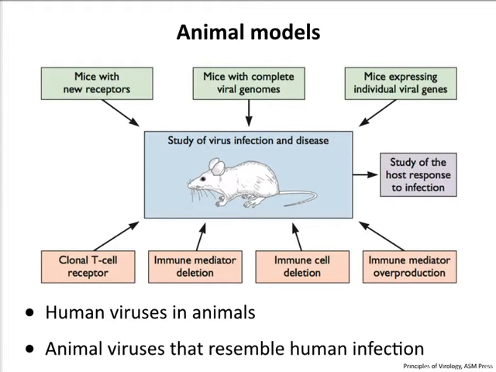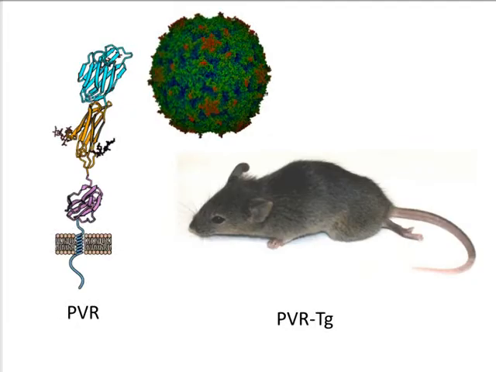A great deal about what we know about immune responses to infection comes from work on animal models. So as long as you understand that it's not a direct extrapolation to people, you'll be fine. So let me tell you an example of an animal model that we actually made in our laboratory a number of years ago. And this is a mouse model for poliovirus infection. Poliovirus is an exclusively human virus. As far as we know, it infects no other animals out there in the wild.